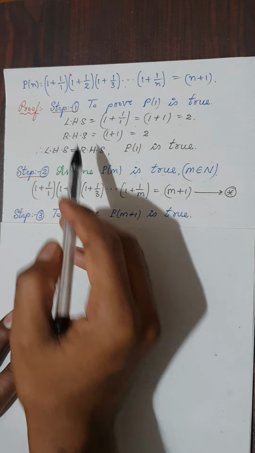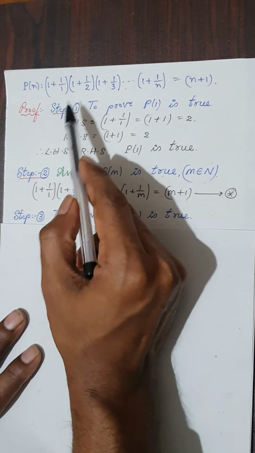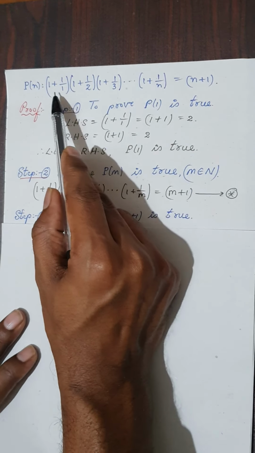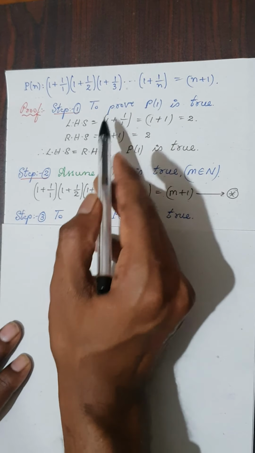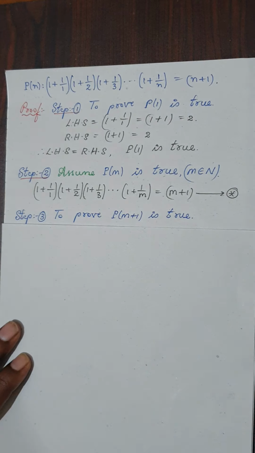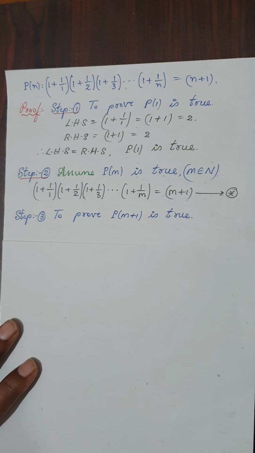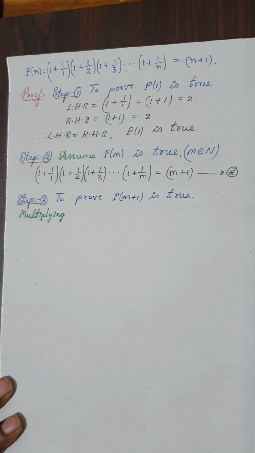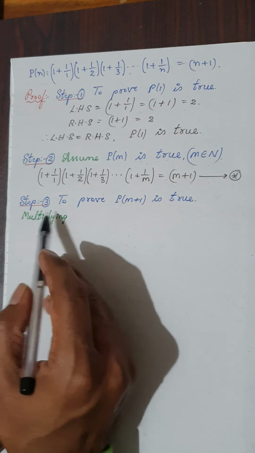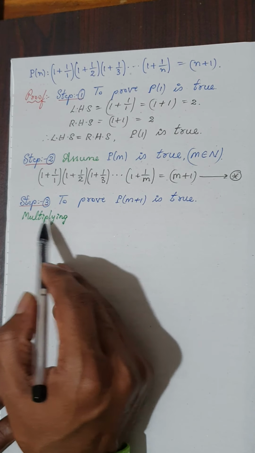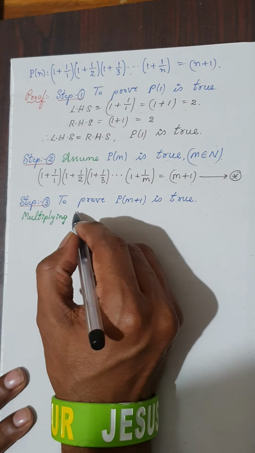In each of the problems we have dealt with until now, it was the sum of the terms. Since this equation is the product of the terms, for the next term what we are going to do is not add, we have to multiply. Is it clear? Please note it down. Don't make the mistake of adding. We are going to multiply. Are you following? So multiplying, what is the term I'm going to multiply?